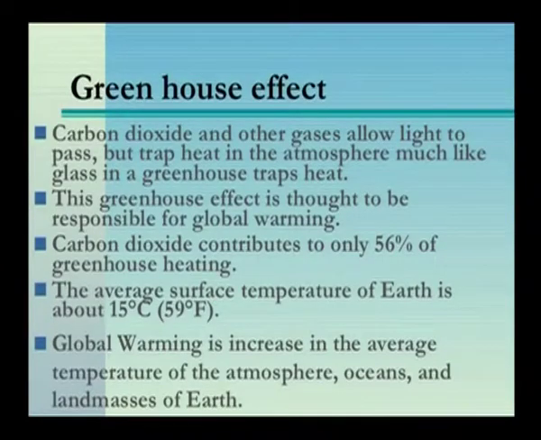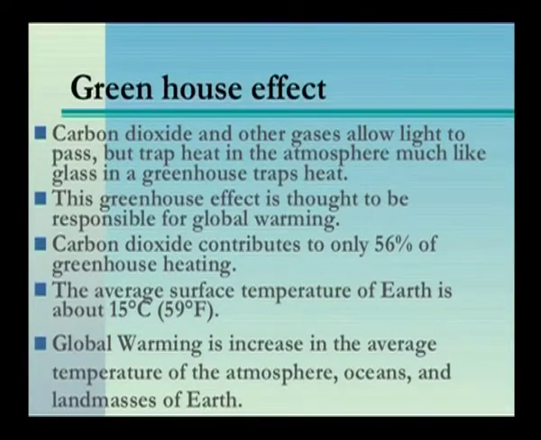Greenhouse effect: carbon dioxide and other gases allow light to pass but trap heat in the atmosphere, much like glass in a greenhouse traps heat. This greenhouse effect is thought to be responsible for global warming. Carbon dioxide contributes to only 56% of the greenhouse heating. The average surface temperature of Earth is around 15 degrees C. Global warming is an increase in the average temperature of the atmosphere, oceans and land masses of Earth.